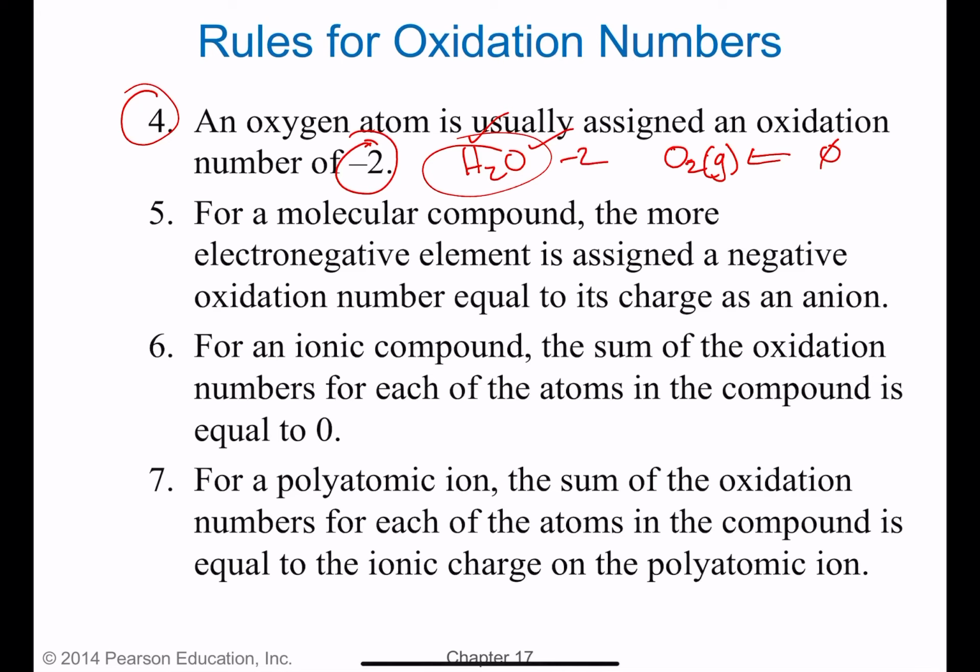Now, there is one exception to rule number 4, which you should know about, but we will probably not see it, is if you have oxygen in a peroxide. So this H2O2, this is actually hydrogen peroxide, the same stuff you can purchase at the grocery store. The oxygen in hydrogen peroxide actually has an oxidation state of -1. So it's a common exception to rule number 4, but we may or may not see it. I just want you to be aware of it. Otherwise, oxygen is -2.